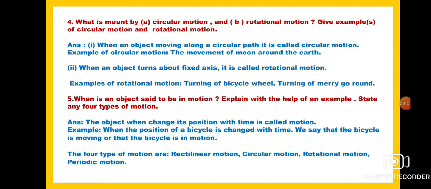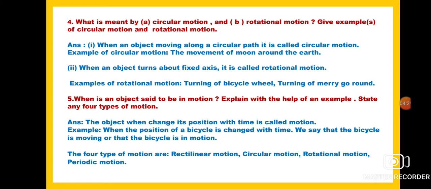Next, question number 5: When is an object said to be in motion? Explain with the help of an example. State any 4 types of motion. An object is said to be in motion when it changes its position with respect to time. Always time is there in the case of motion.